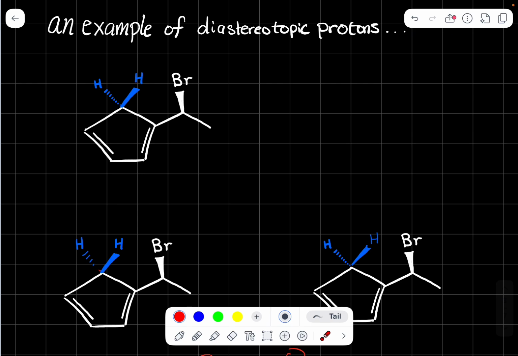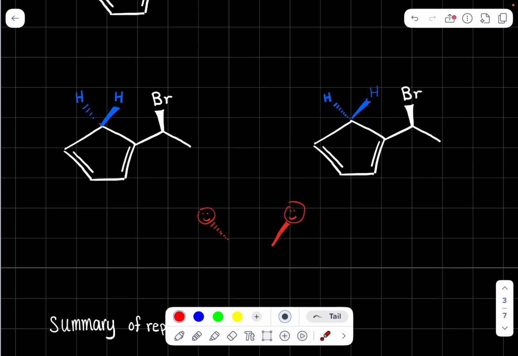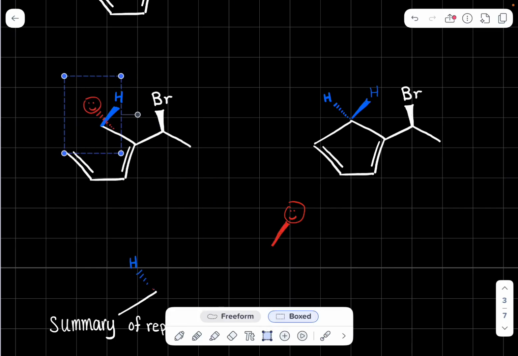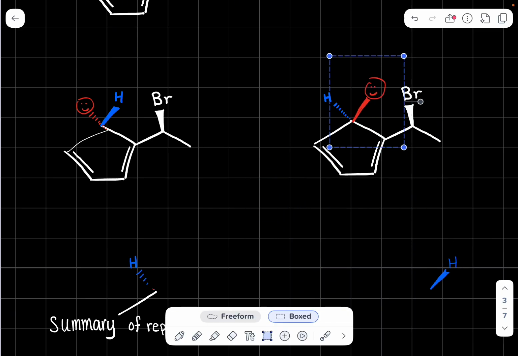Here's an example of diastereotopic protons. So we're going to do the same thing, where we replace H dash with smiley face. Boom. And H wedge with a smiley face. Then we're going to look at the stereochemical relationship between these 2. You're going to find that you cannot mirror this molecule to get this molecule. They will never be the same.